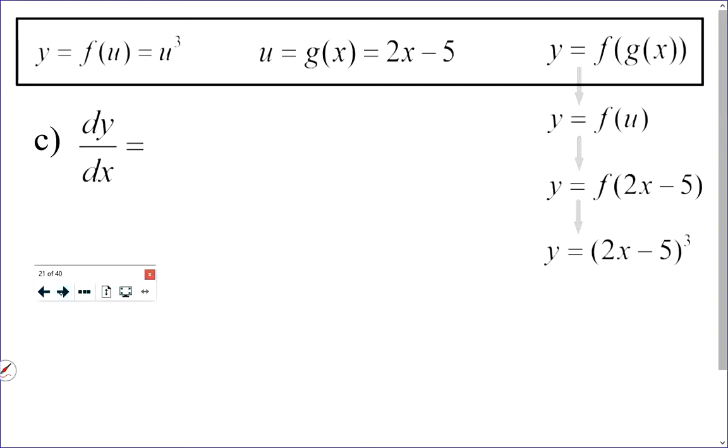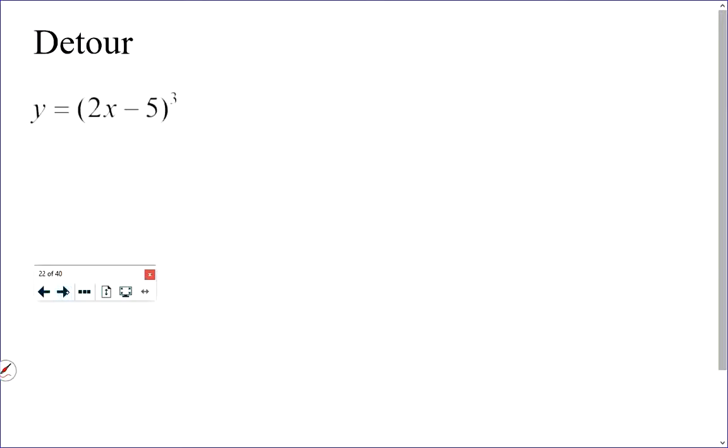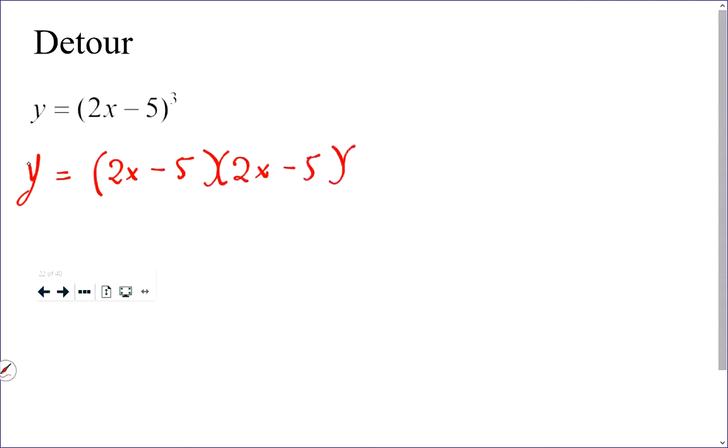So how do we do that? Well, unfortunately, we have to take a pretty big detour, because the only way that you know how to differentiate 2x minus 5 cubed is to go 2x minus 5 times 2x minus 5 times 2x minus 5. And that's what we're going to do. We're not going to use the product rule. We're going to multiply that whole beast out. So y will be equal to this, and if I FOIL out the first two, I get 4x squared minus 20x plus 25.